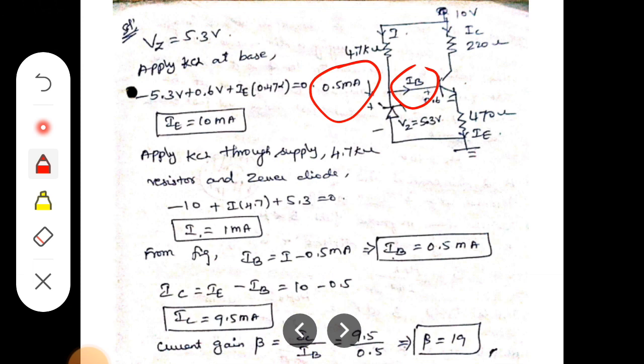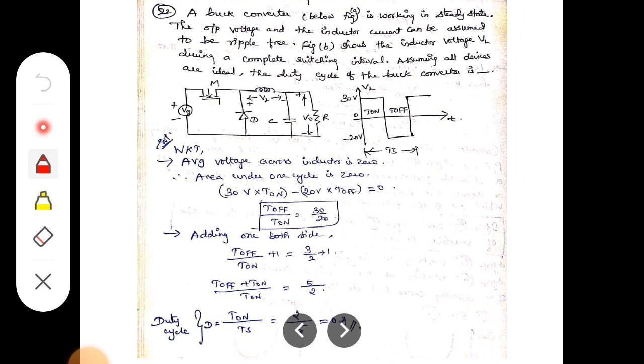Then IC, we know IC is equal to IE minus IB. IE is 10, IB is 0.5, then IC is equal to 9.5 milliamps. The current gain formula is IC divided by IB. So IC is 9.5, IB is 0.5, so 9.5 divided by 0.5, beta is equal to 19. So the current gain of the given transistor is 19. Then move to the next problem.